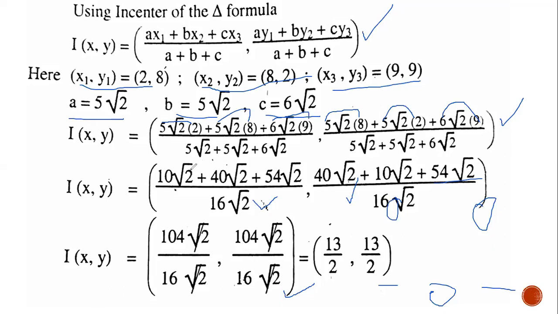Now, sum of 10 and 40, 50, 50 and 54, 104√2 divided by 16√2. √2 cancels out this √2, 104 divided by 16, and this fraction in the simplified form becomes 13 by 2. Similarly, we got 13 by 2 for the y component as well. So we have finished this question.